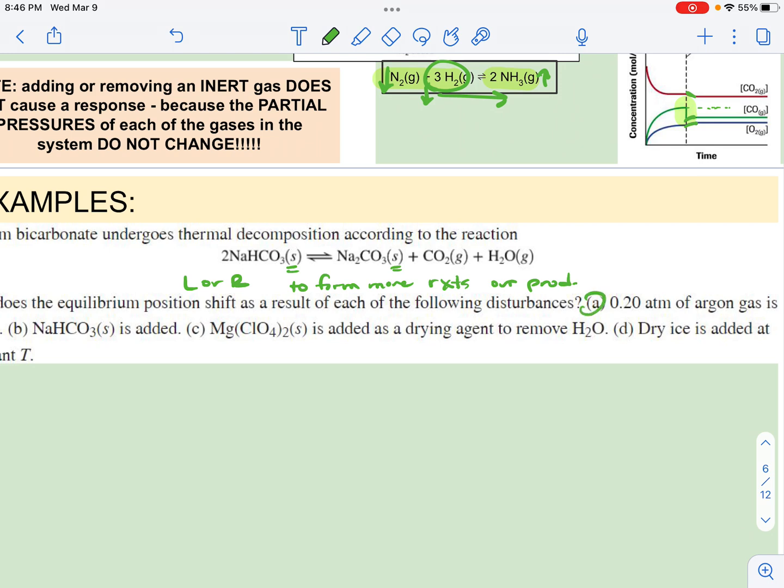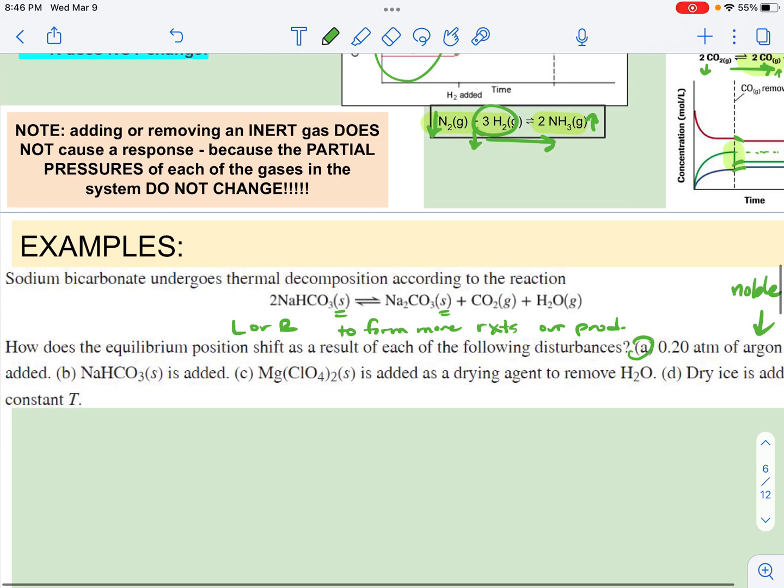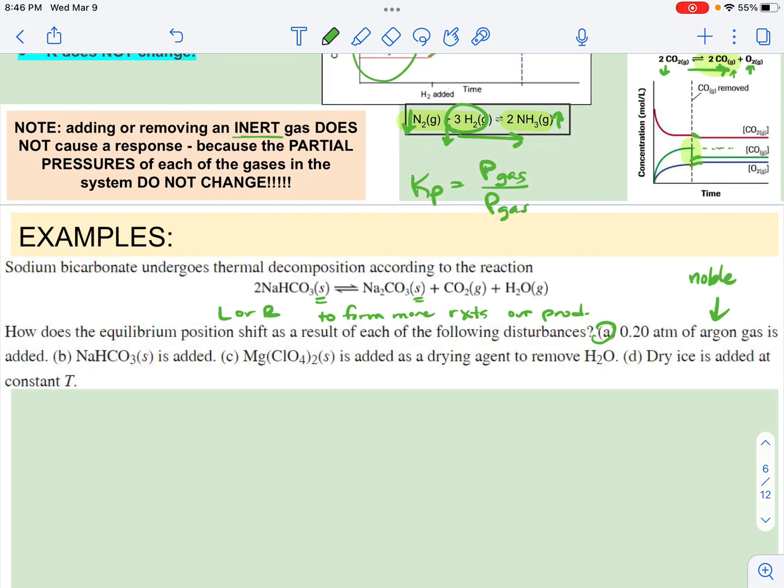So adding argon gas is the first one, and argon gas is a noble gas, so I can look at my equation here and see that argon's not going to react with anything. I didn't talk about this up here, it was in your reading, but adding an inert gas increases the total pressure in the container. But remember that what we put into our equilibrium constant is the partial pressures of the gases that are in there. So adding another gas does not change the partial pressure of the other gases in our system. And so adding an inert gas has no effect. So part A is no effect.